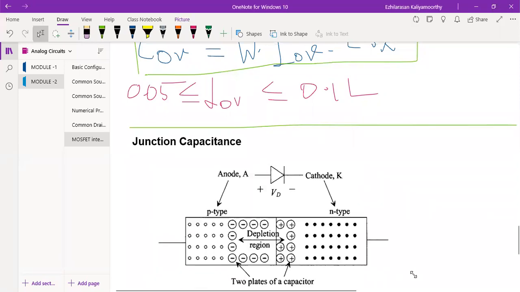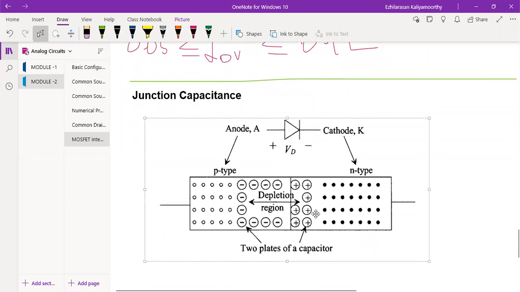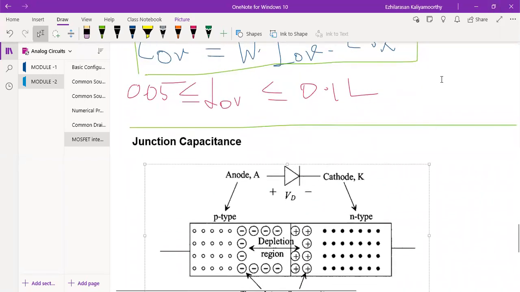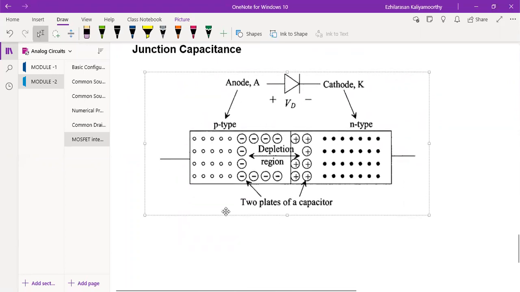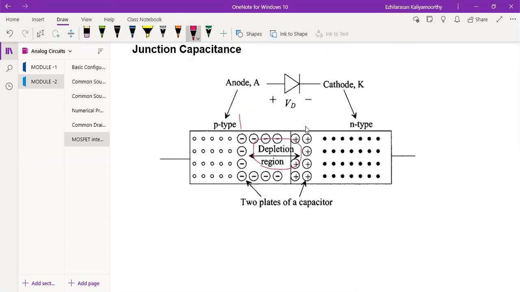See this diagram now. This is the normal PN junction diode, because normally in a MOSFET also we have PN junctions. Here you can see the anode and cathode, the two places where the capacitors will be formed. You can see this is the depletion region over there. Then these are the holes, and these are the electrons. So these are the two plates of the capacitor. In the depletion region, this is what we call the junction capacitance, because this place is a junction actually.